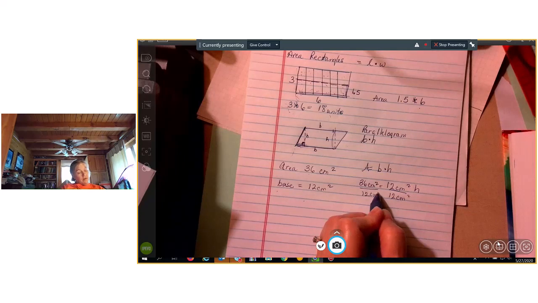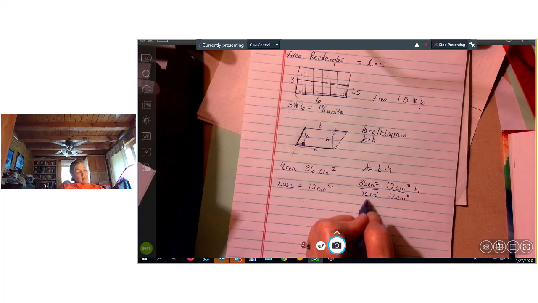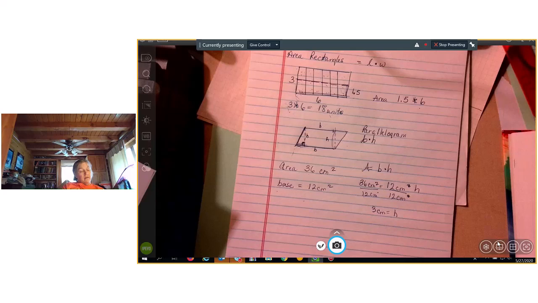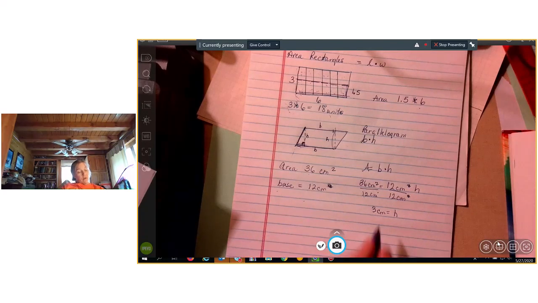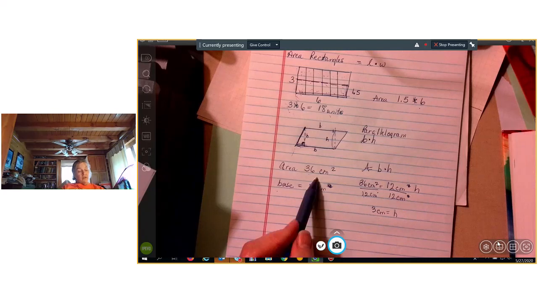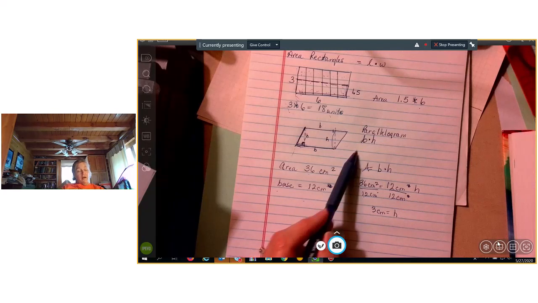This is just centimeters, sorry. And I end up with 3 centimeters, which ends up being my height. So if I go backwards, I could say 3 times 12 equals 36. Centimeters times centimeters is going to equal centimeters squared. So if you're given certain things using this formula, you should be able to find what's missing out of that.